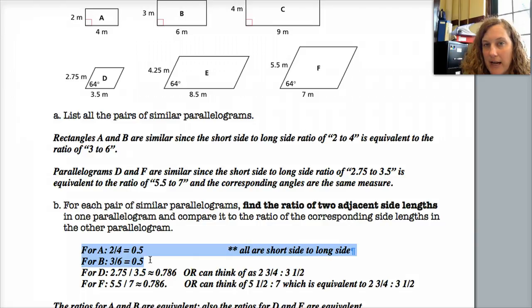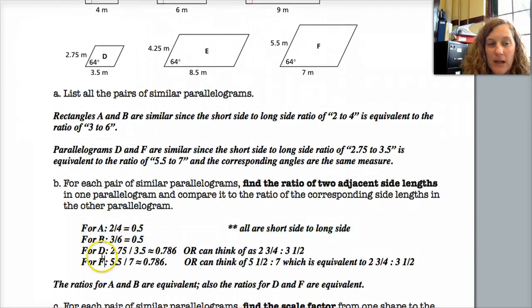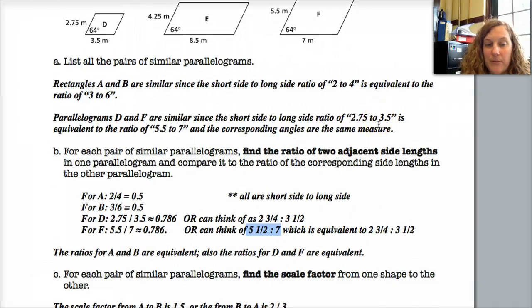So if you divide those and turn them into a decimal, it's a ratio of 1/2 or 1 to 2. And then for D and F, like we said, it was 2.75 to 3.5 and 5.5 to 7. If you divide those on a calculator, you'll get 0.786, which is the same ratio. Or you can also think of them as 2 3/4 to 3.5, and 5.5 to 7 is just double that, so it's the same ratio. So therefore, the ratios for A and B are equivalent, and the ratios for D and F are equivalent.